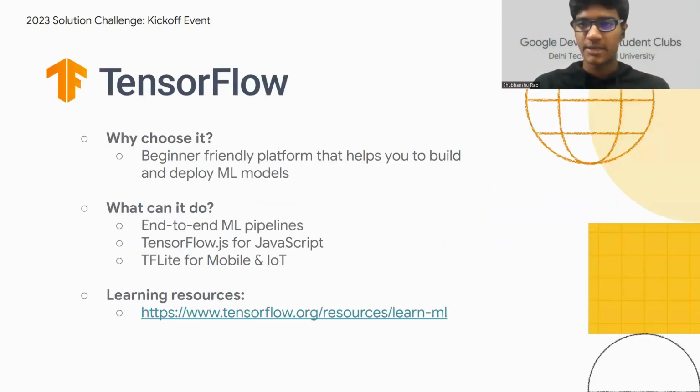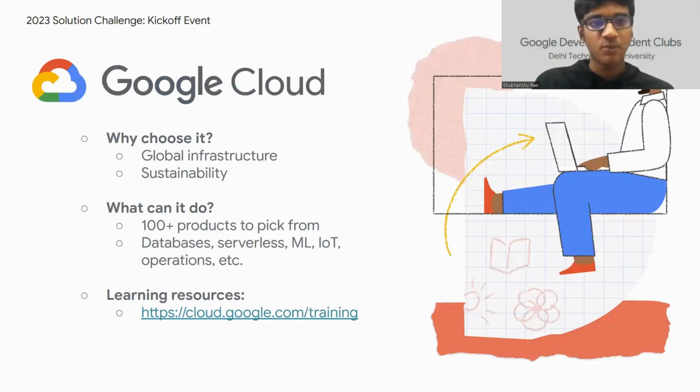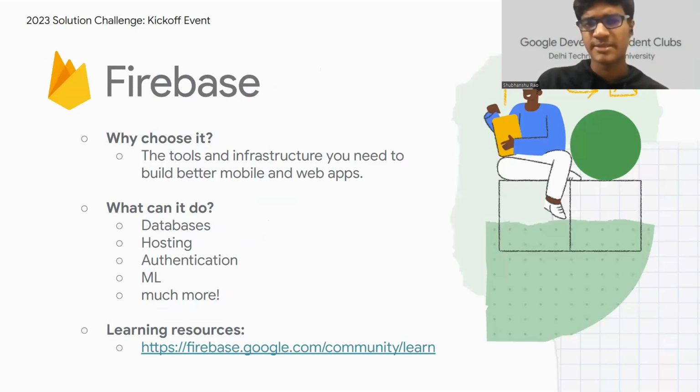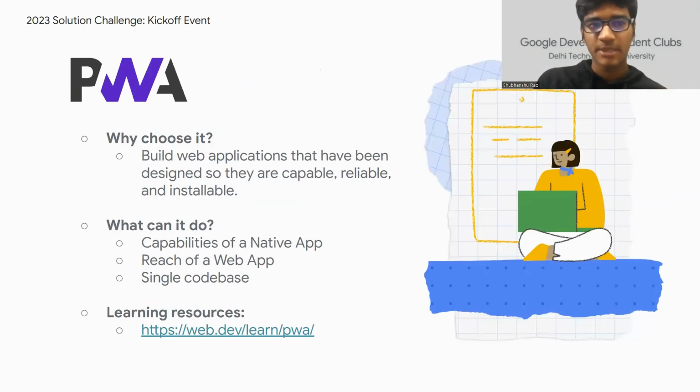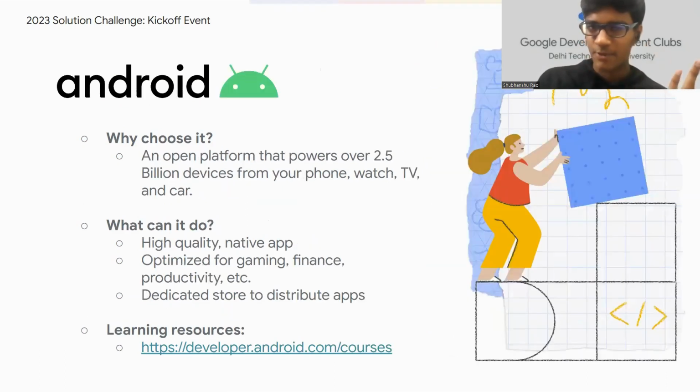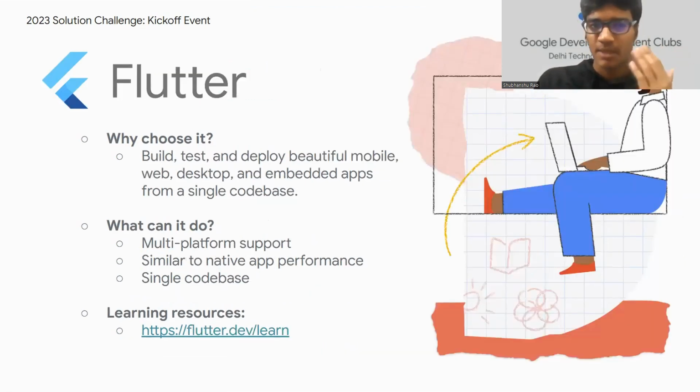TensorFlow is a beginner-friendly tool. If your solution is using machine learning, TensorFlow is the go-to stop for that. Then you have Google Cloud. It has a global infrastructure and stability. Then you have Firebase, an infrastructure that you need to build better mobile and web apps. Then you have PWA, to build web applications that have been designed so that they're capable and reliable and can be installed. Android, we all know what Android is. It powers more than 2.5 billion devices across the world. And with Flutter, you can build and test beautiful mobile apps and web applications.